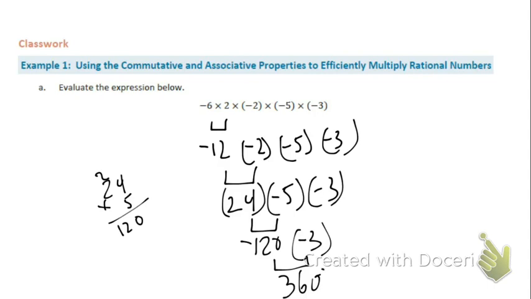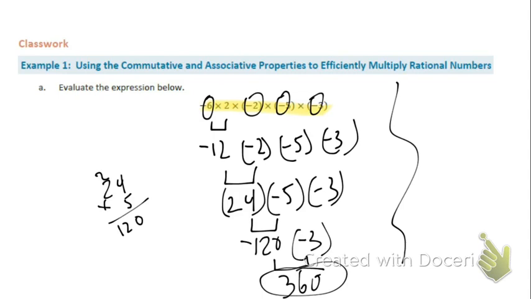One thing I wanted to talk about is if you notice your answer here is positive 360, right? And there's a way you could check if you got the right sign or not. If you look back at the very original problem, look at how many negative numbers there are. We got 1, 2, 3, 4. So the rule is that if there's an even amount of negative numbers, you know your answer is going to be positive. And if there's an odd amount of negative numbers, you know your answer is going to be negative.